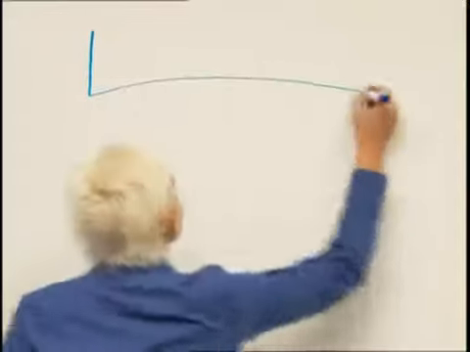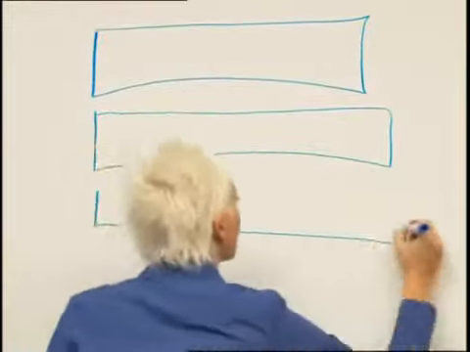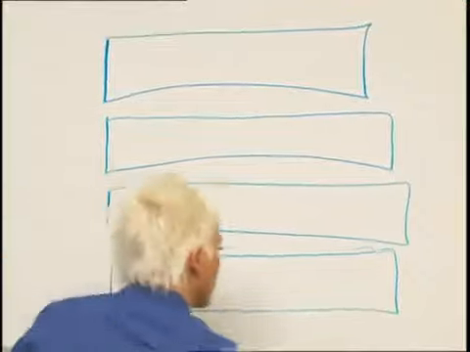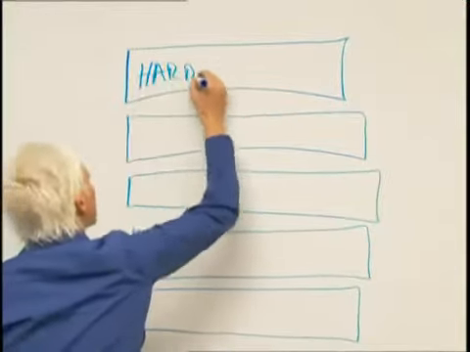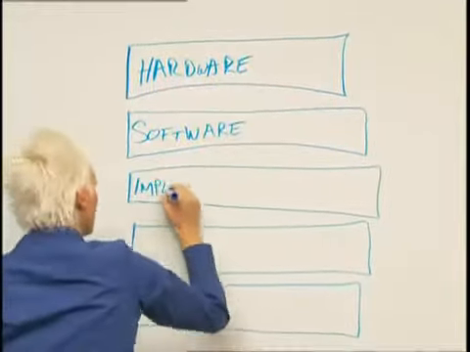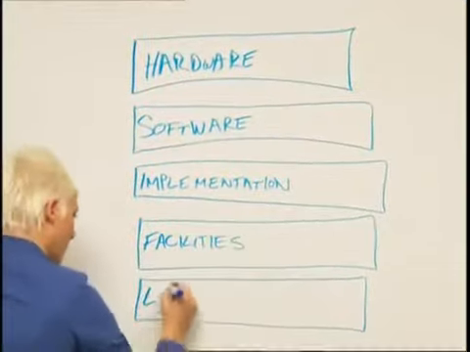Will and I are going to explain how to save money through infrastructure optimization. They say a picture is worth 1,000 words, so here we go. Let's take the data center as an example. What are the typical costs our customer sees? It breaks down like this: hardware, software, implementation, facilities, and labor.